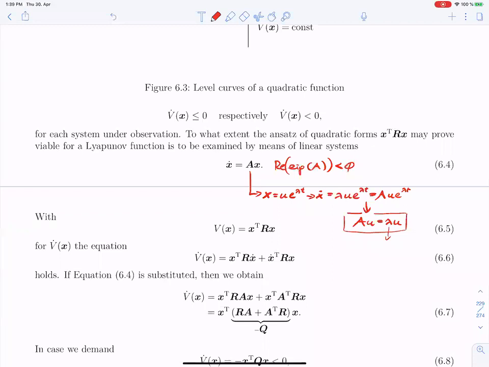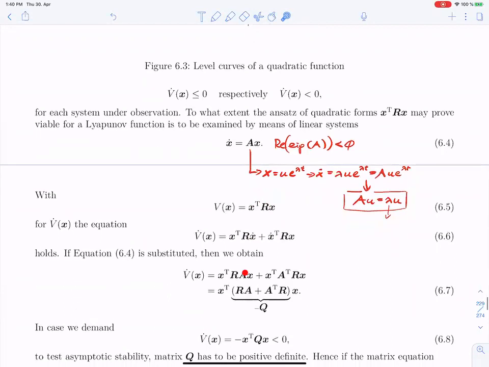So how does this look when we apply Lyapunov stability? Lyapunov's direct method: we choose some matrix R. We don't know which one to choose for the moment. And then we compute the time derivative. So the time derivative of the Lyapunov function is this one. Just bear in mind that this is the product rule, because we have a product here.